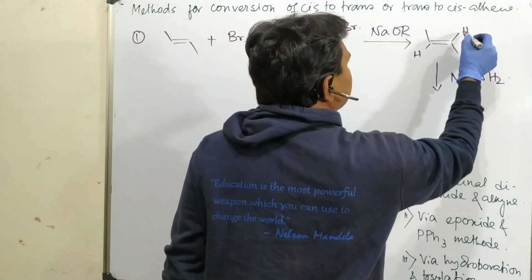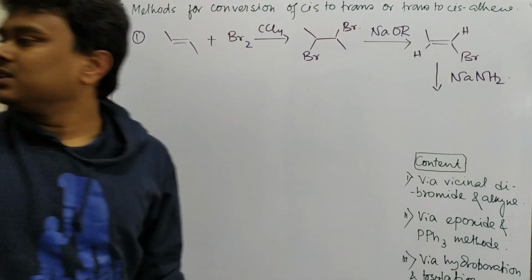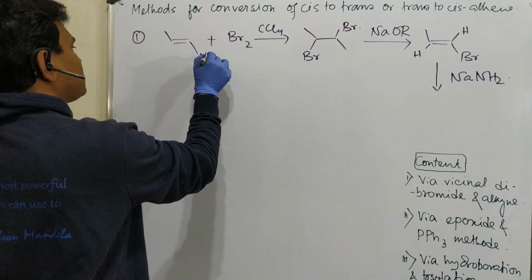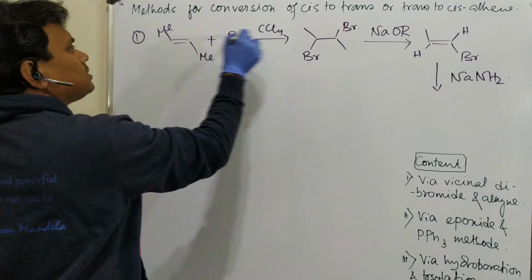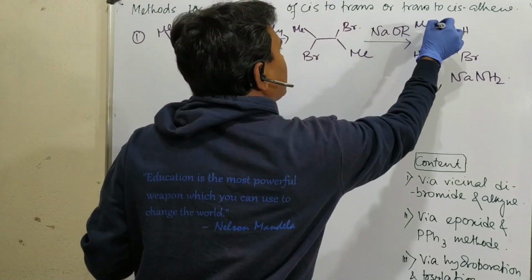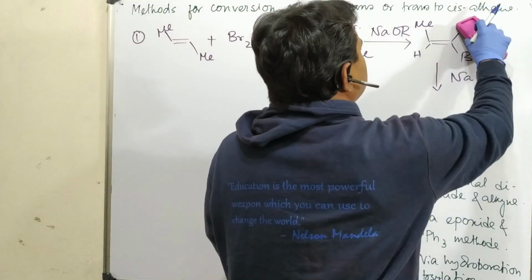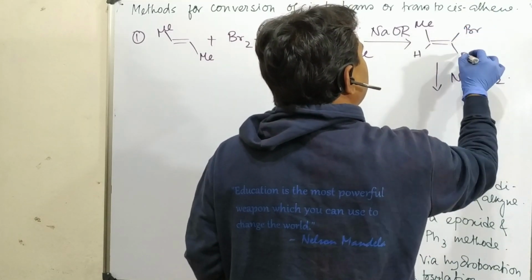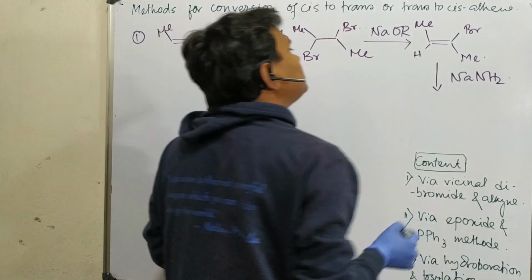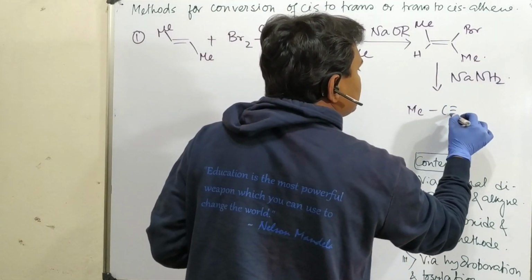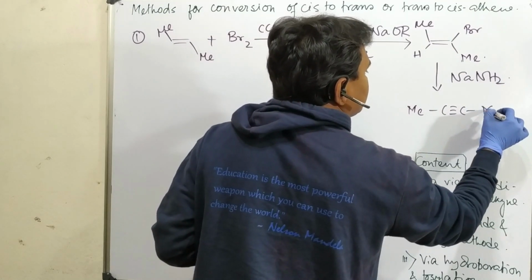alkyne. Let's consider this as a methyl, it will be helpful. So these are two methyl. Let's consider this as a bromine, and this is the methyl. Fine. So ultimately this will result in methyl C triple bond C methyl.